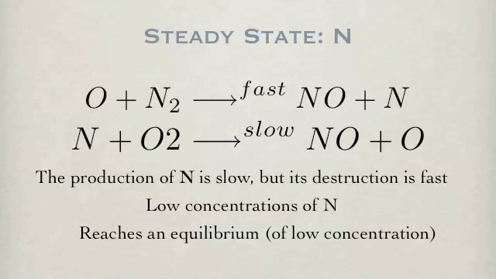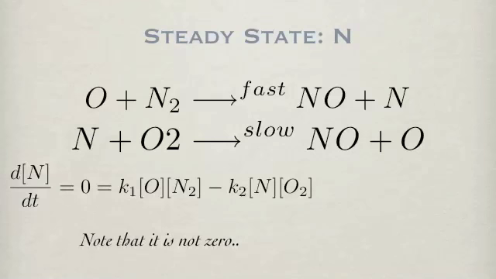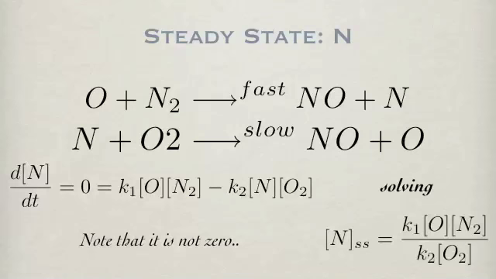Here we assume that N has reached an equilibrium state within these two reactions. Setting dN/dt equal to 0 leaves an algebraic equation where N can be solved for. The computations show that the steady-state concentration of N is non-zero and dependent on O, N2, and O2.